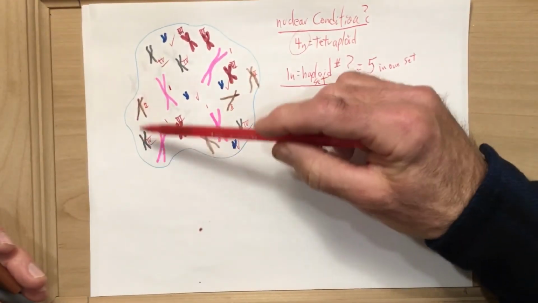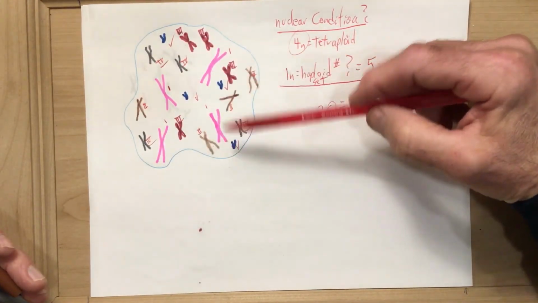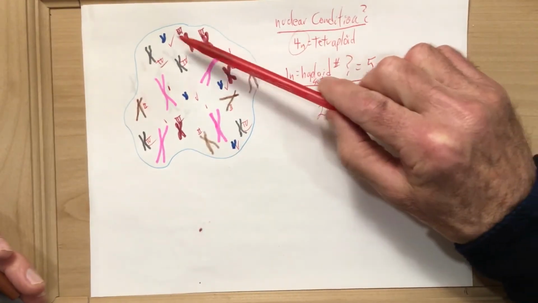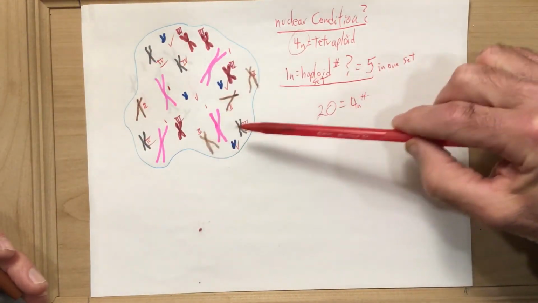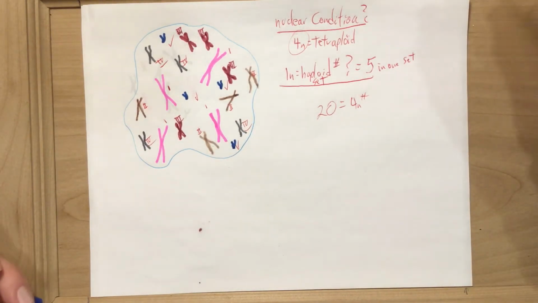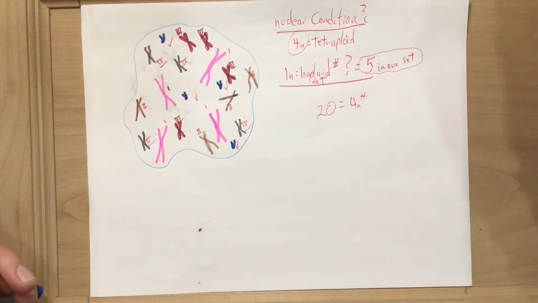I can count them. 1, 2, 3, 4, 5, 6, 7, 8, 9, 10, 11, 12, 13, 14, 15, 16, 17, 18. Okay, let me do it again. There's 20 chromosomes in there because this is a tetraploid cell with a set of 5.